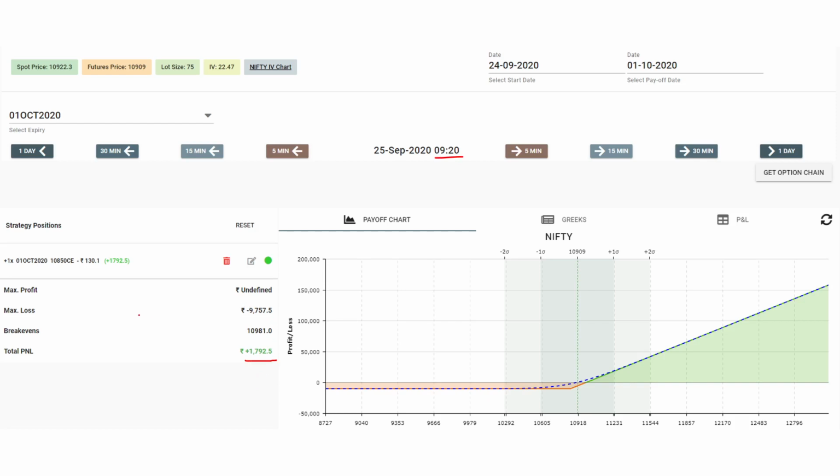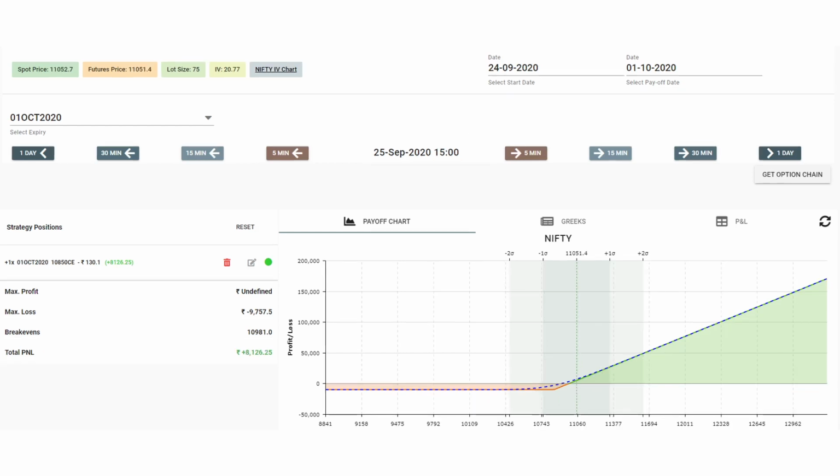Now if you're not comfortable waiting towards the end of the day, you can easily book the profit and call it a day. That is one good thing that you can do. But if you wait towards the end of the session, that is till 3:20 p.m. of 25th of September, then you can actually make a profit of 8,126, which is equal to 90%, or we can even say it is as good as doubling your capital.